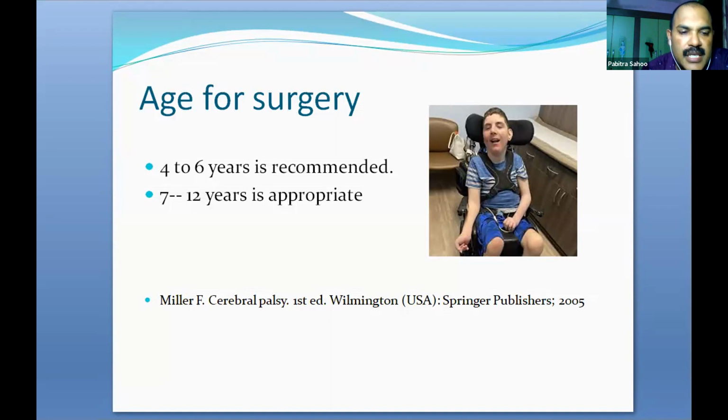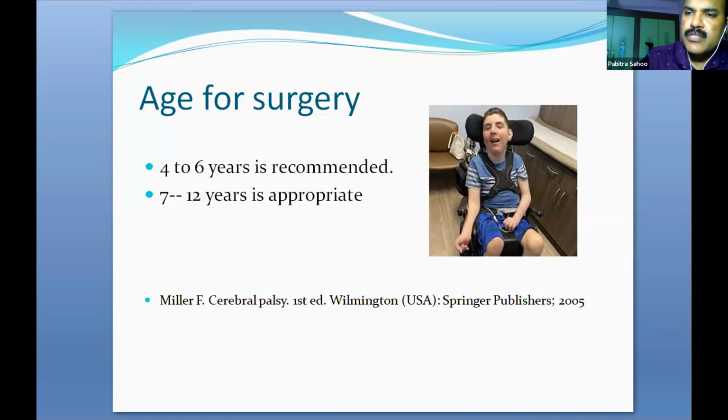What is the ideal age? The 4 to 6 year age is recommended because at this age, adequate maturation of the nervous system has occurred. So some authors, some surgeons, prefer 4 to 6 years as the recommended age. Another group of researchers have found 7 to 12 years appropriate, as the children are cooperative for occupational therapy and enough skeletal growth has occurred to prevent recurrence due to increase of muscle tightness secondary to growth of the child. So 7 to 12 years appears to be more scientific.